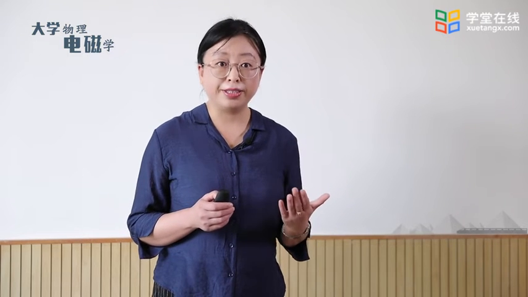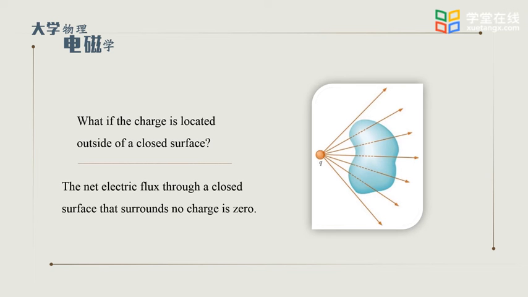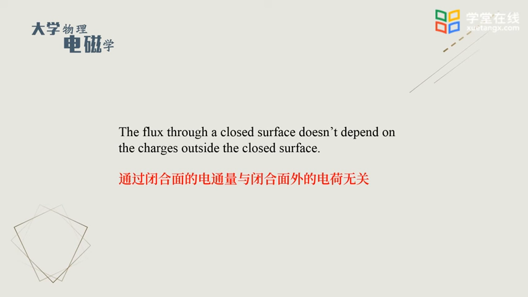Let's consider another case. A point charge is located outside a closed surface. From this figure, we can see that any electric field line entering the surface must leave the surface at another point. In other words, the number of electric field lines entering the surface equals the number of lines leaving the surface. Therefore, the net electric flux through a closed surface that surrounds no charge is 0. Hence, the flux through a closed surface does not depend on the charges outside the closed surface.